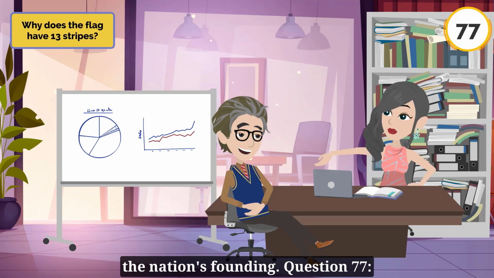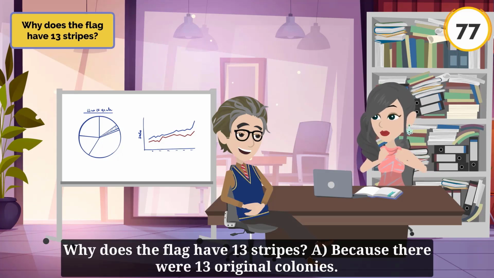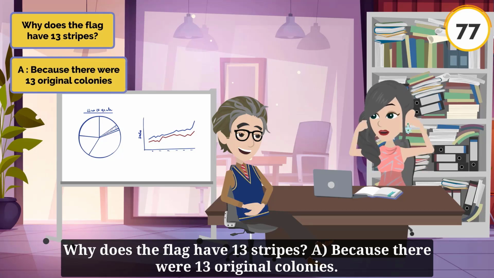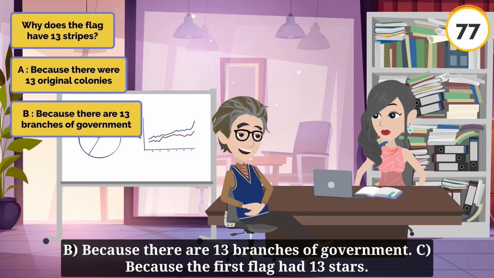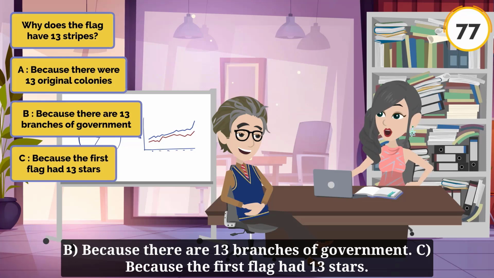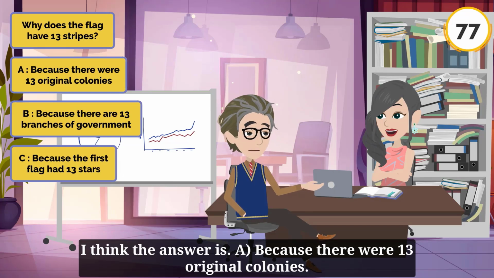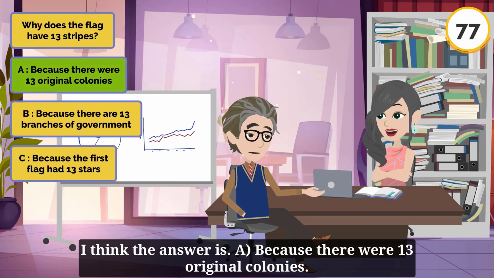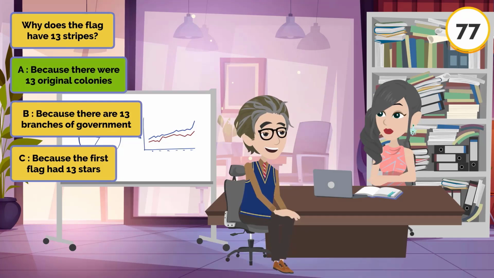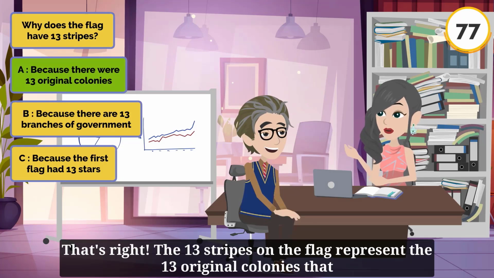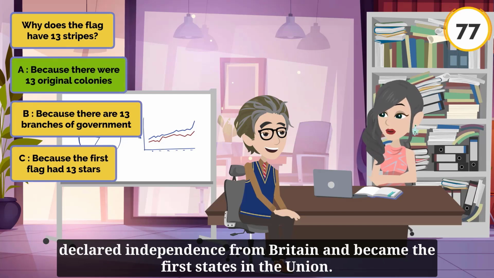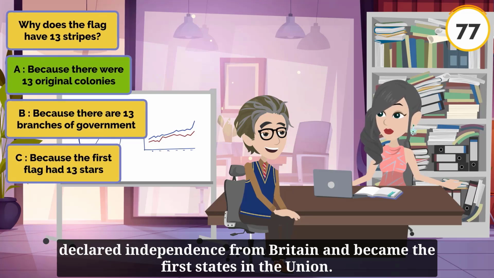Question 77. Why does the flag have 13 stripes? A. Because there were 13 original colonies. B. Because there are 13 branches of government. C. Because the first flag had 13 stars. I think the answer is A. Because there were 13 original colonies. That's right. The 13 stripes on the flag represent the 13 original colonies that declared independence from Britain and became the first states in the Union.